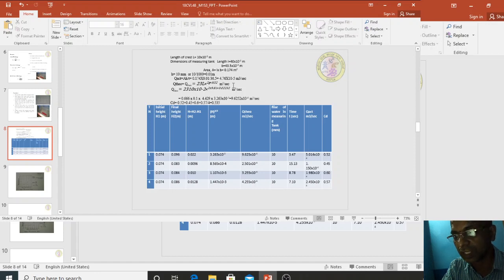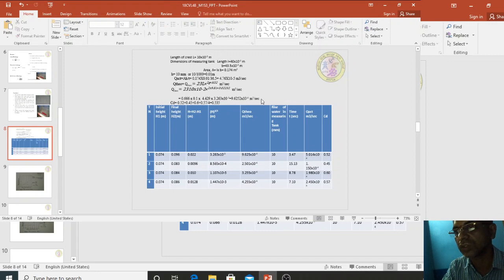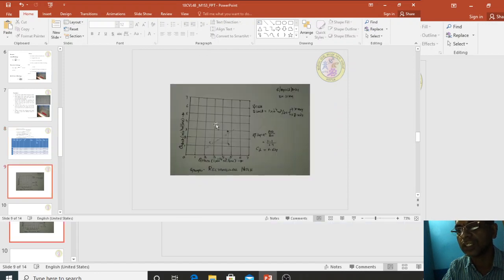Similarly, Q theoretical also you can calculate afterwards. So we will get CD for 4 cases. Take the average of the CD values. Next, it can also be determined by using the graphical method.